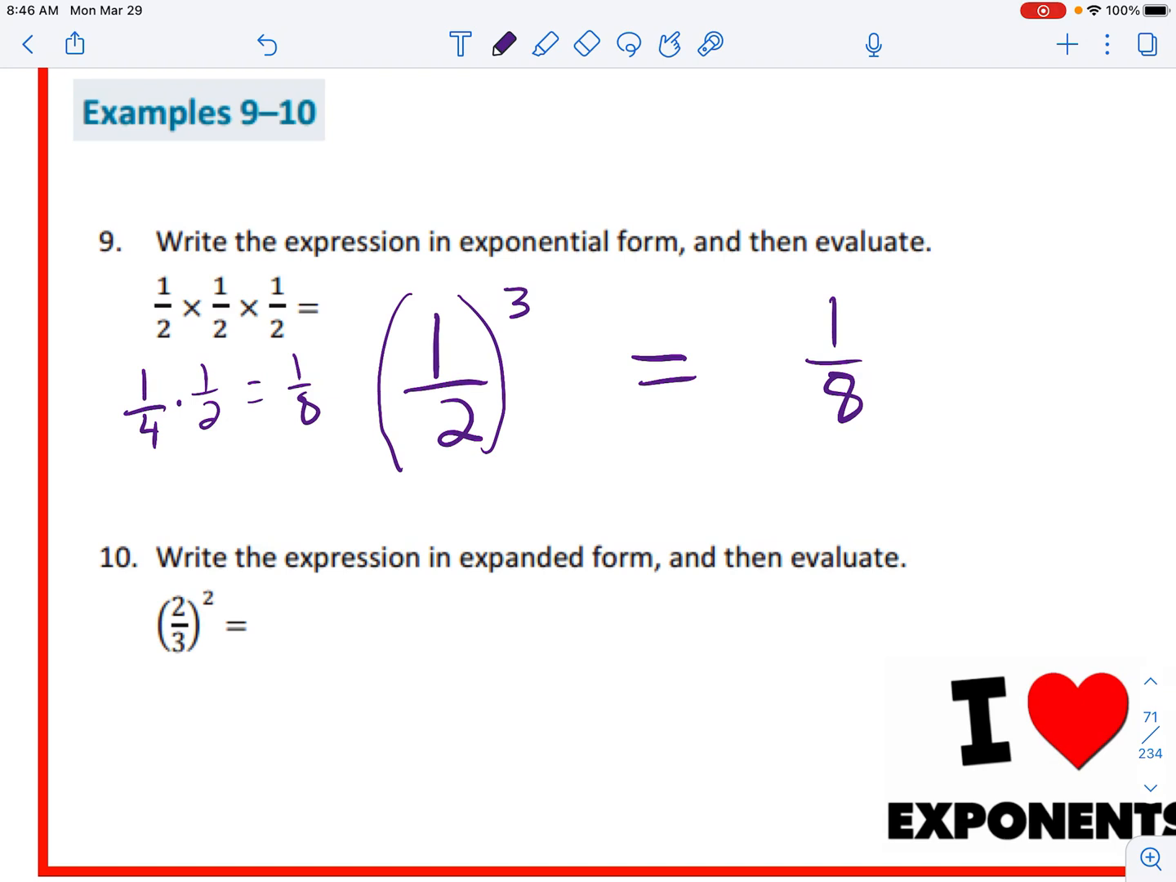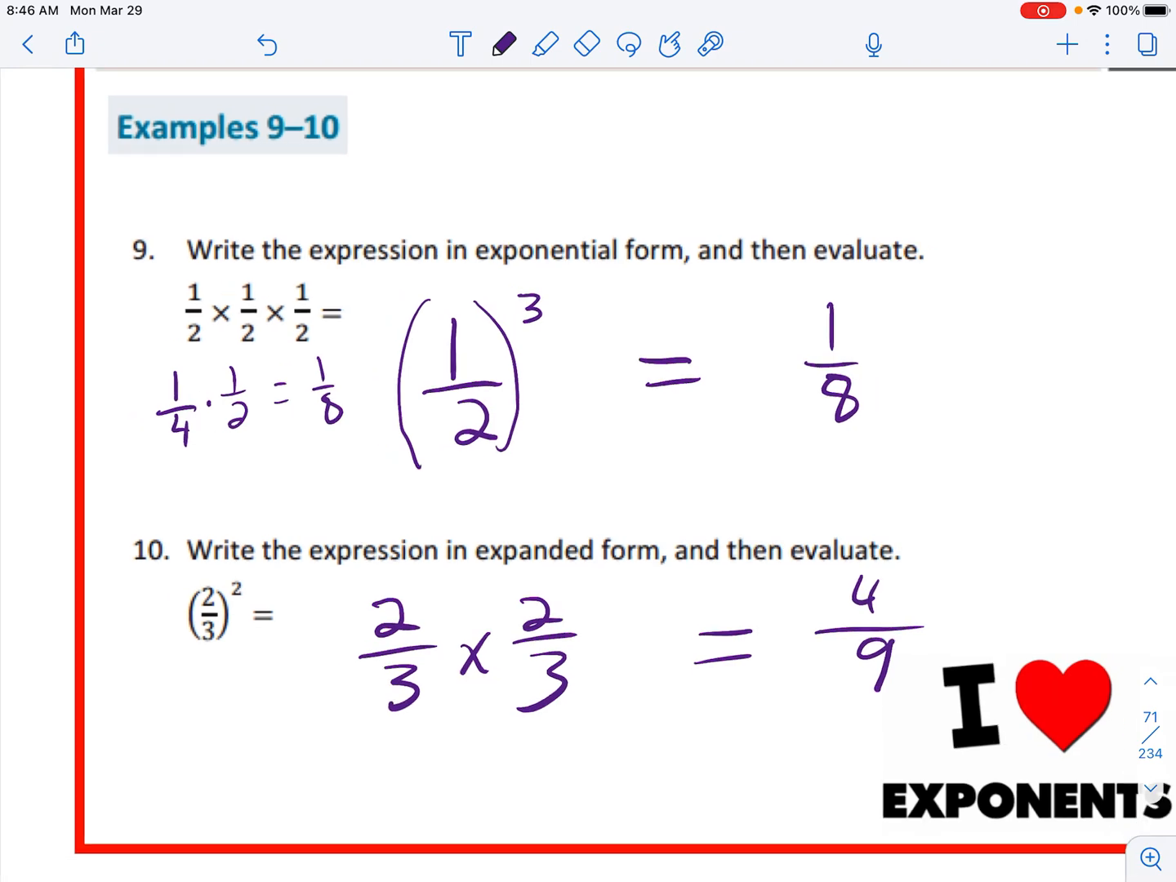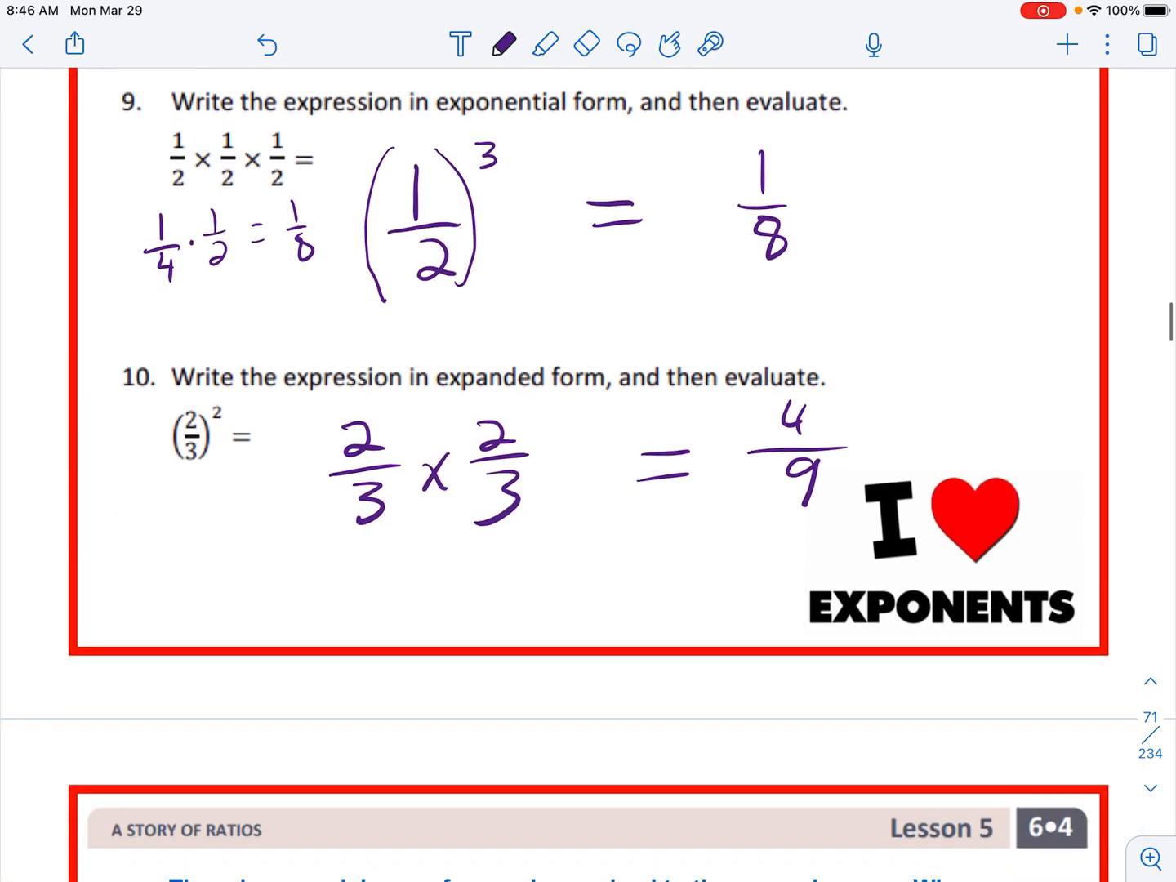It says write the expression in expanded form and then evaluate. So this is 2/3 times 2/3. We can solve for this. Okay, multiply across. 2 times 2 is 4. 3 times 3 is 9. So 2/3 to the second power is equal to 4/9.